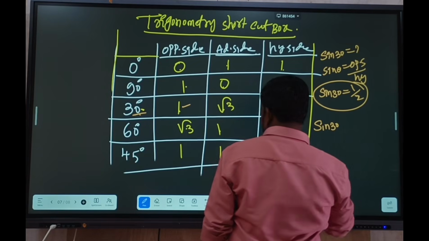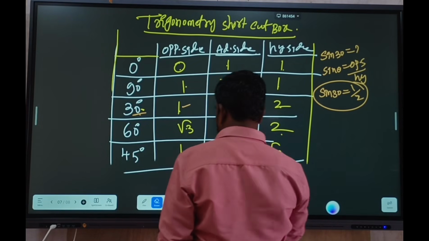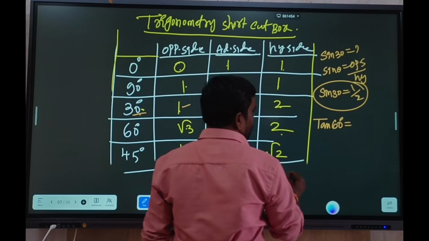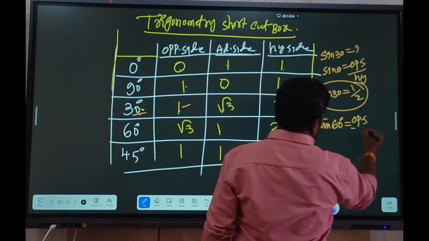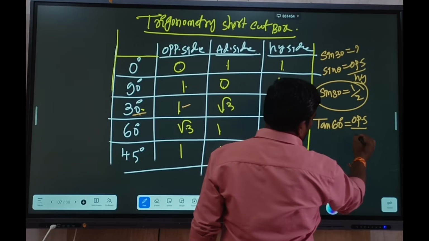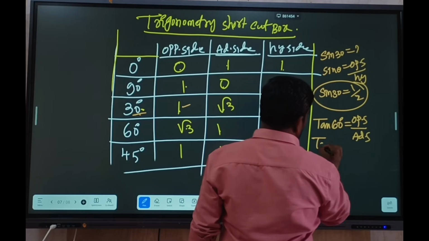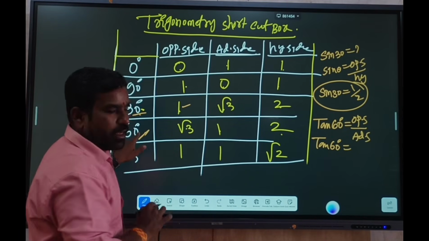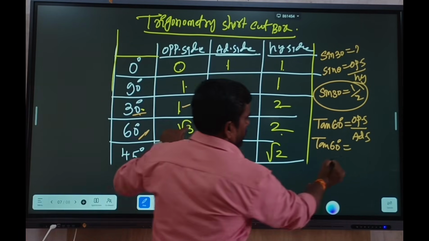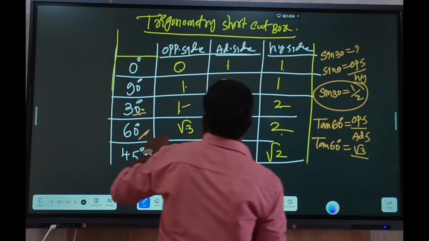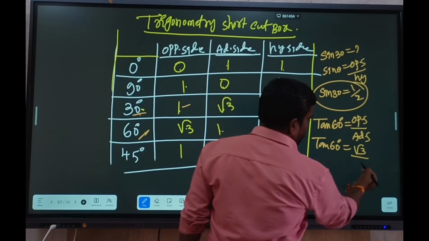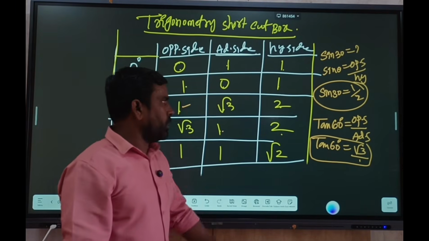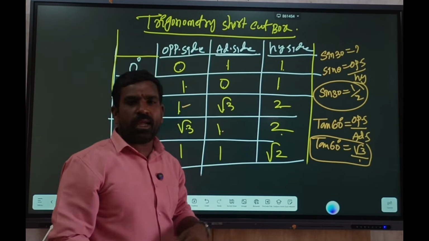Suppose tan theta. Now I am taking tan 60. Tan theta formula is opposite by adjacent side. Tan 60: go to the 60 here. Opposite is how much? Root 3. Adjacent is how much? 1. So root 3 by 1 is root 3. The answer: tan 60 value is root 3. Sin 30 is 1 by 2. Tan 60 is root 3.